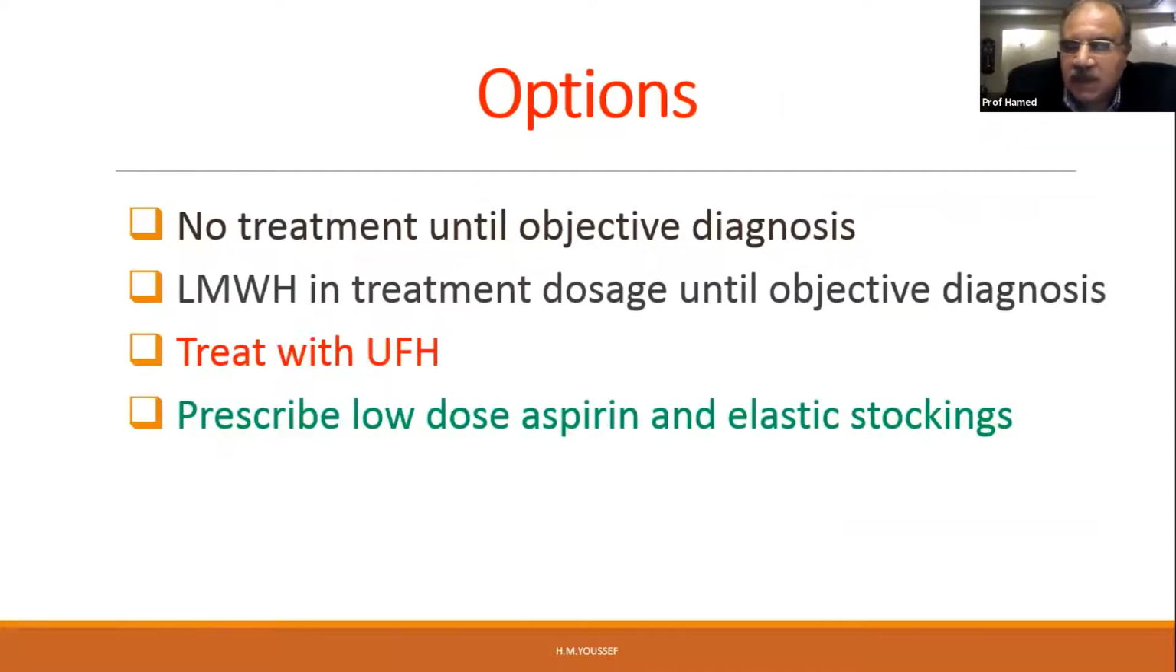Any participant can answer. These are the options: to give no treatment, or to start low molecular weight heparin in the treatment dose until objective diagnosis, or to treat with unfractionated heparin, or to prescribe for her low dose aspirin and elastic stockings. Any participant?